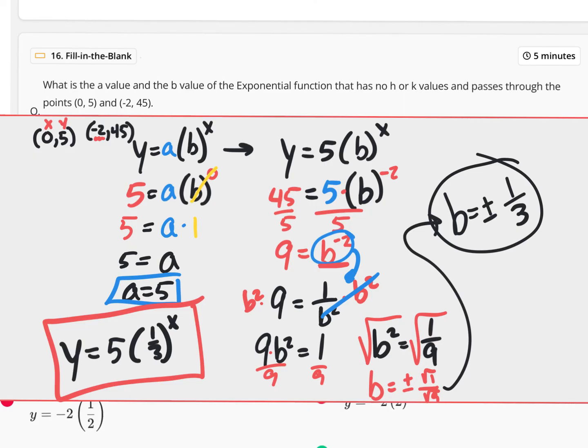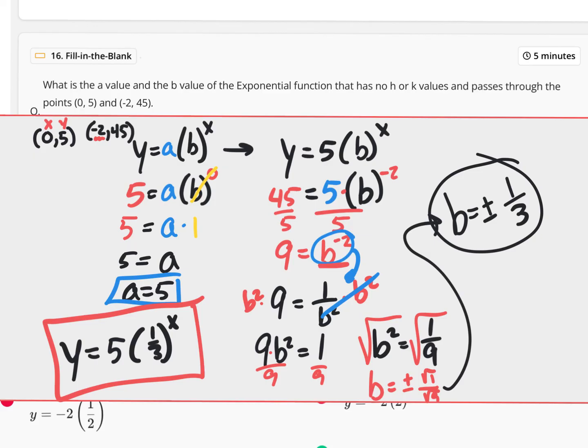And the reason for that is if you have an input of 1, with a minus here, it'll be a negative answer. But if you put 2, then it changes to positive. And if you put 3, it'll be back to negative. So it gets all weird. So the only b value that we want to type in is 1/3.